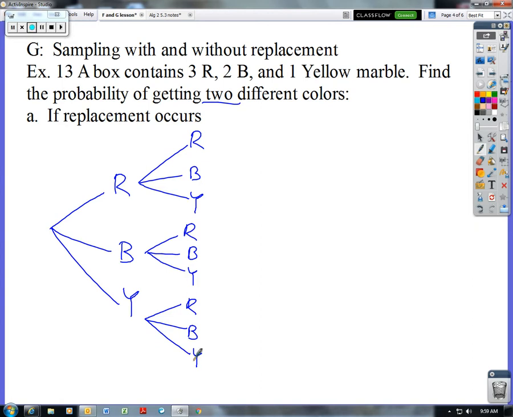When we do non-replacement, this won't be here. And then you put your probabilities on here: 3 out of 6, 2 out of 6, 1 out of 6. I'm not going to reduce these. You can choose to if you want, but I like to leave them so I get common denominators. And since we're replacing, these probabilities are going to be identical on all these branches.